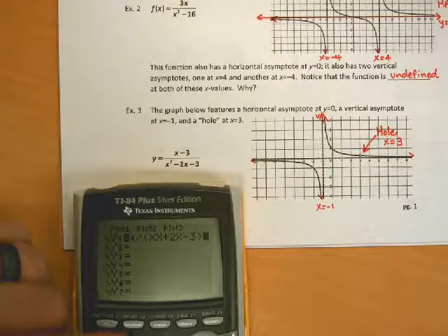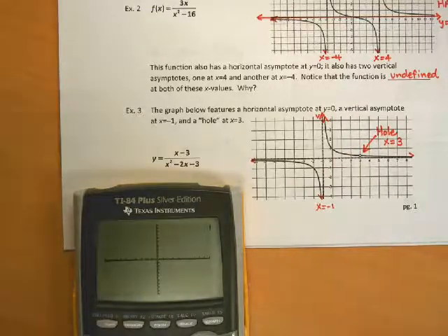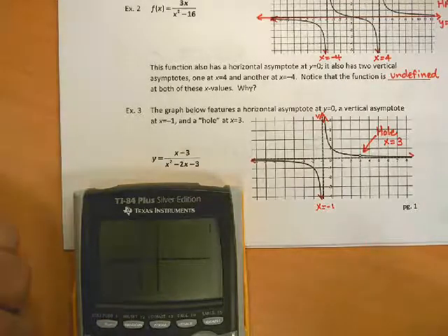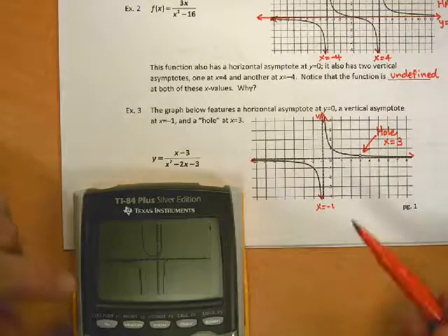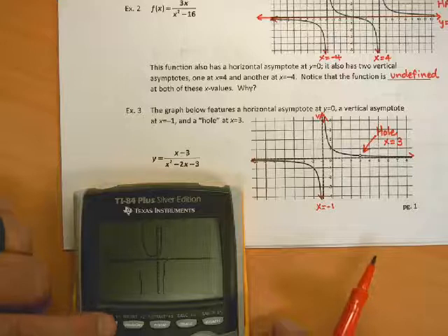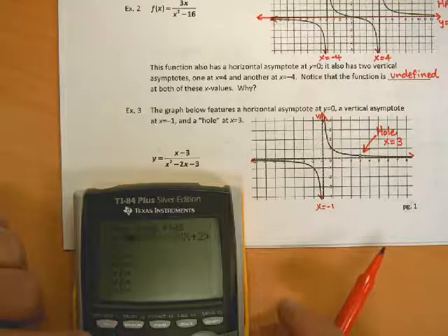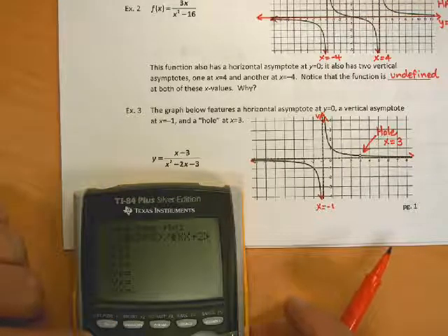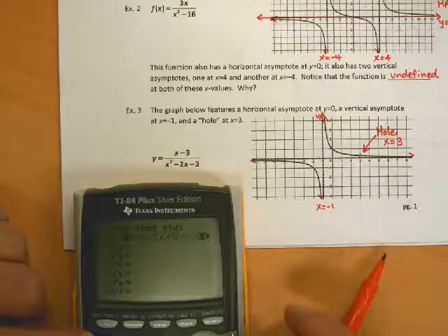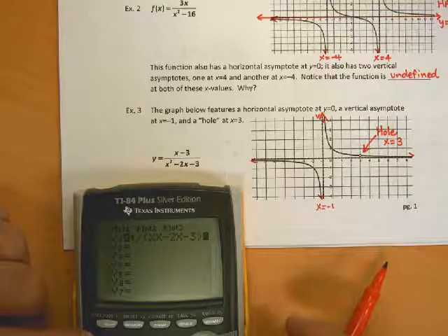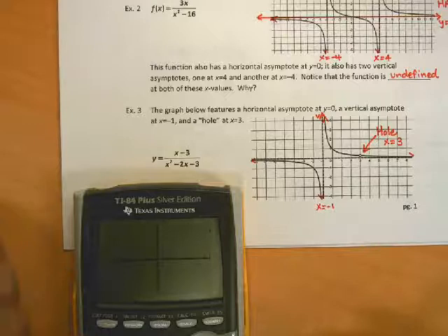So I've got it graphed here. I'm just going to use Zoom 6 to show you this. And this behavior, I think I typed it wrong. Hang on. What did I do wrong here? X minus 3. Oh, I see. It's got to be a minus there. Okay, now it's fixed.